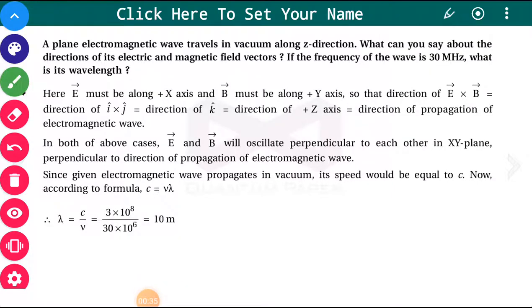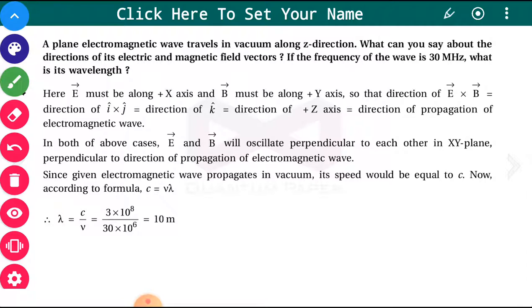Now a plane electromagnetic wave, we talk about the numerical number 8.4. A plane electromagnetic wave travels in vacuum along z direction. What can you say about the direction of its electric and magnetic field vectors? If the frequency of the wave is 30 megahertz, what is the wavelength?